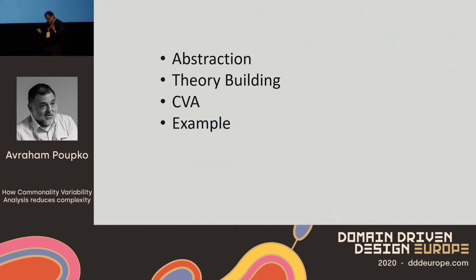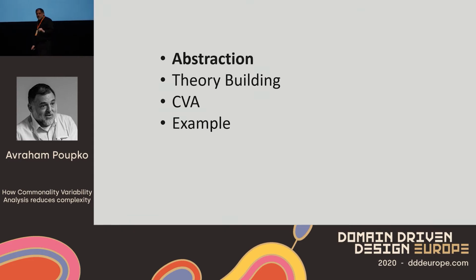I want to talk about abstraction. What is abstraction and why is it important? I'll talk about how we build a theory. And I'll talk about CVA. CVA is short for Commonality Variability Analysis. And then I hope we will have time to present an example.